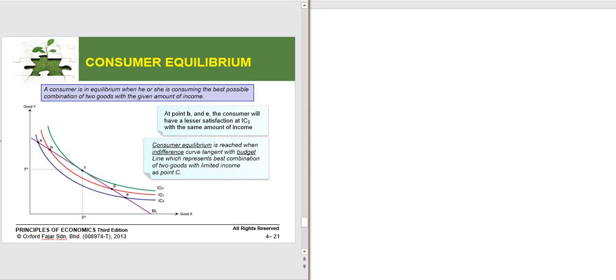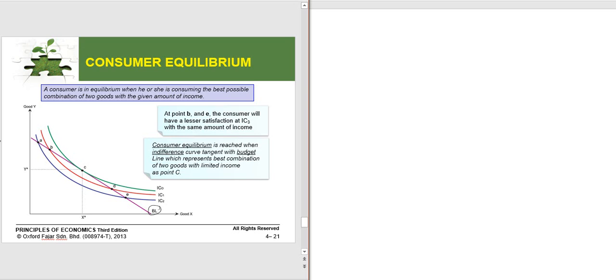So in this slide, you have the budget line, the purple one. The purple line here is the budget line, BL, which shows the different combinations of X and Y that the consumer can buy with the budget that the consumer has. And the convex curves here show the different levels of indifference curve. The higher the indifference curve, the higher the level of satisfaction. So now we want to know at what point the consumer equilibrium is achieved.